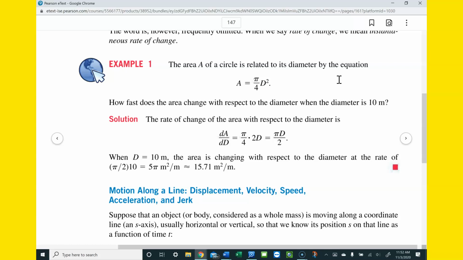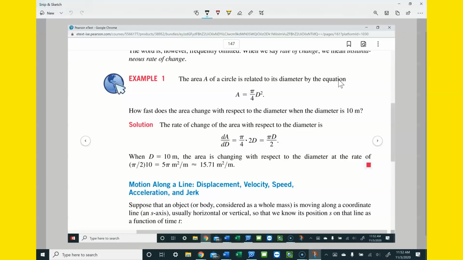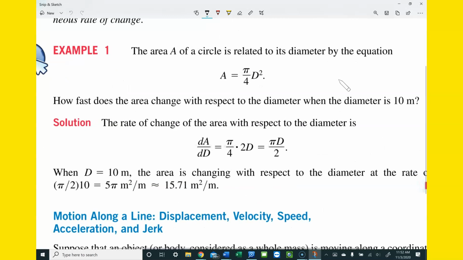But if we have the area of a circle as this function of its diameter, so we could say A of D equals pi over 4 d squared, then how fast does the area change with respect to the diameter when the diameter is 10 meters? So when you're talking about finding how fast something is changing, you're talking about finding a derivative. So take the derivative of the area with respect to the diameter.